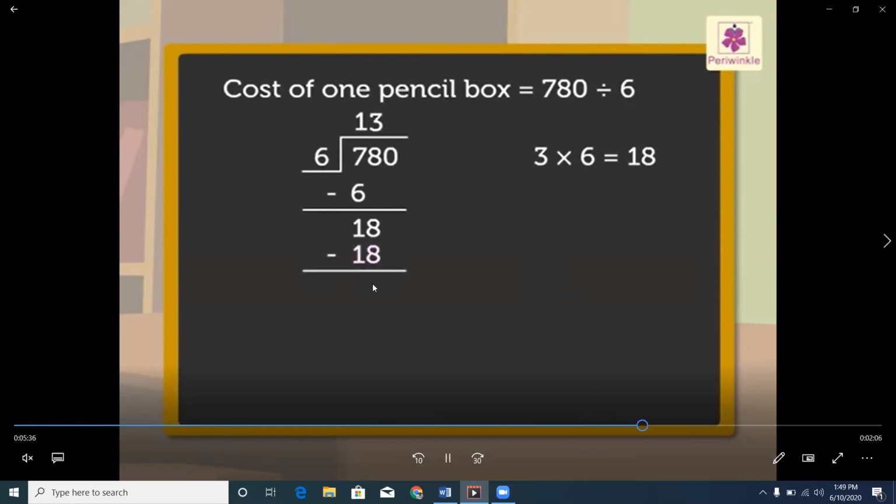Subtract, 0. We will bring the 0 of the dividend down. Because it comes down, it is the dividend, it's not the remainder. So we have to multiply 6 by 0 to make it a remainder. 0 times 6 is 0. Now 0 minus 0 is 0. Now the cost of one pencil box is 130.